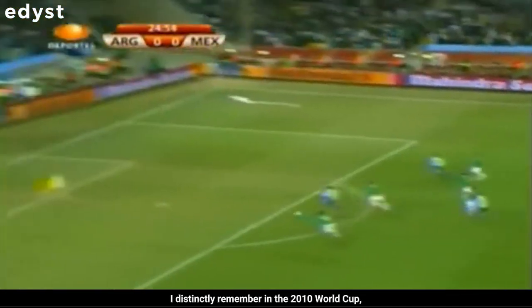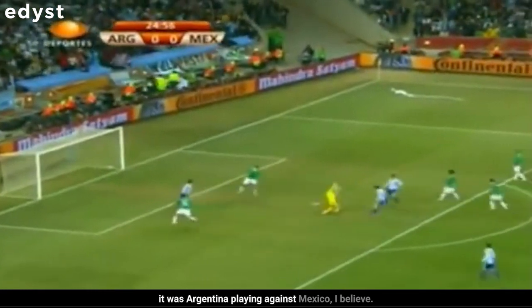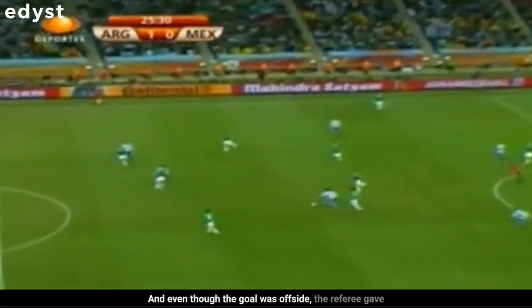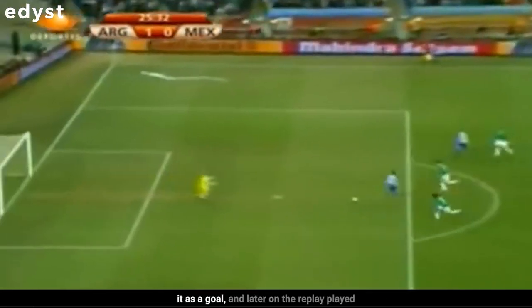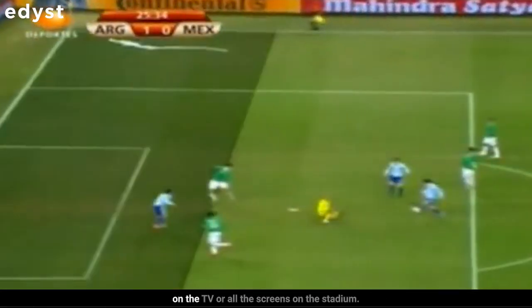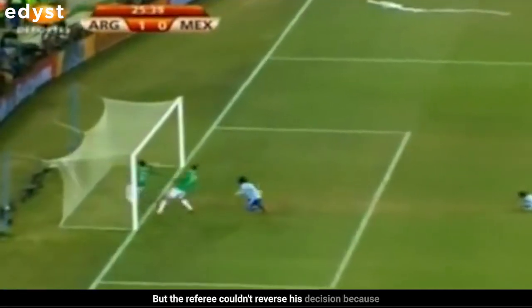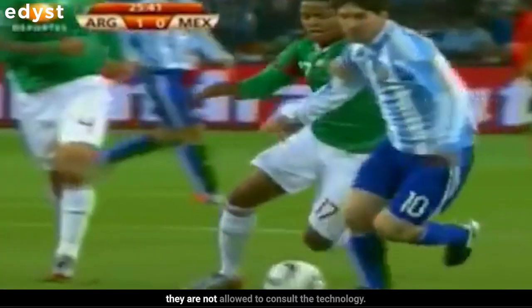I distinctly remember in the 2010 World Cup, it was Argentina playing against Mexico, I believe, and even though the goal was offside, the referee gave it as a goal, and later on the replay played on the TV or on the screens in the stadium, but the referee couldn't reverse his decision because they are not allowed to consult the technology. So this was all back then, but now FIFA has drastically improved.